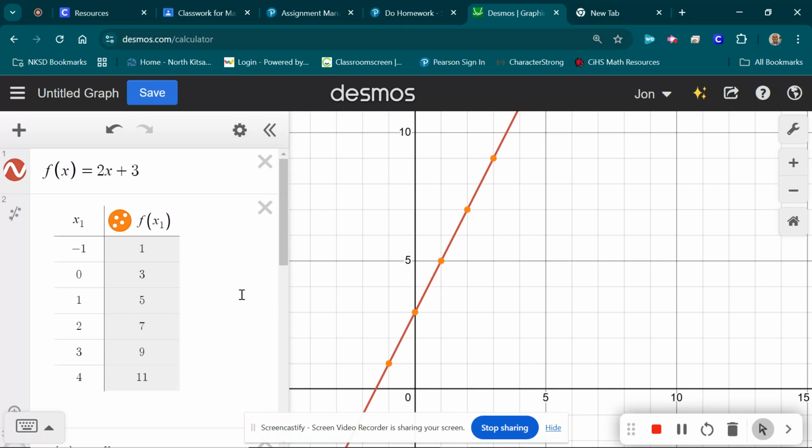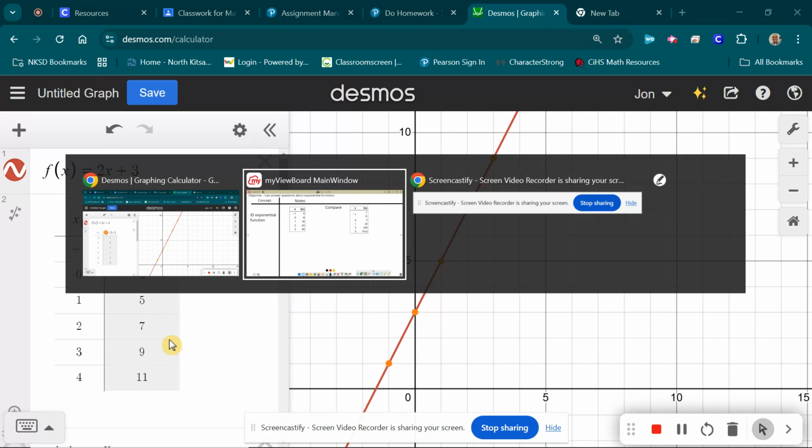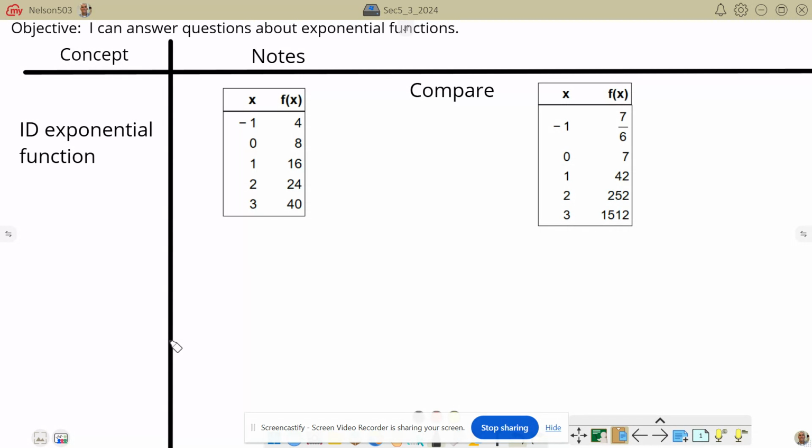And so when you look at a table of values for a linear function, it's going to be increasing or decreasing by the same amount. We're adding or subtracting the same amount. So the key is add or subtract. Is that what's really going on here? Well, let's figure it out.